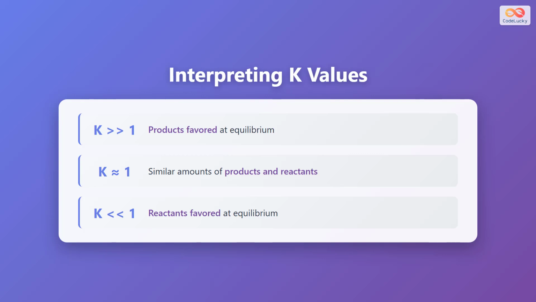The magnitude of K tells us about the equilibrium position. When K is much greater than 1, the numerator is much larger than the denominator, meaning products are favored at equilibrium. When K is approximately equal to 1, we have similar amounts of products and reactants at equilibrium. When K is much less than 1, the denominator is much larger than the numerator, meaning reactants are favored at equilibrium. Understanding these interpretations helps predict the outcome of chemical reactions.